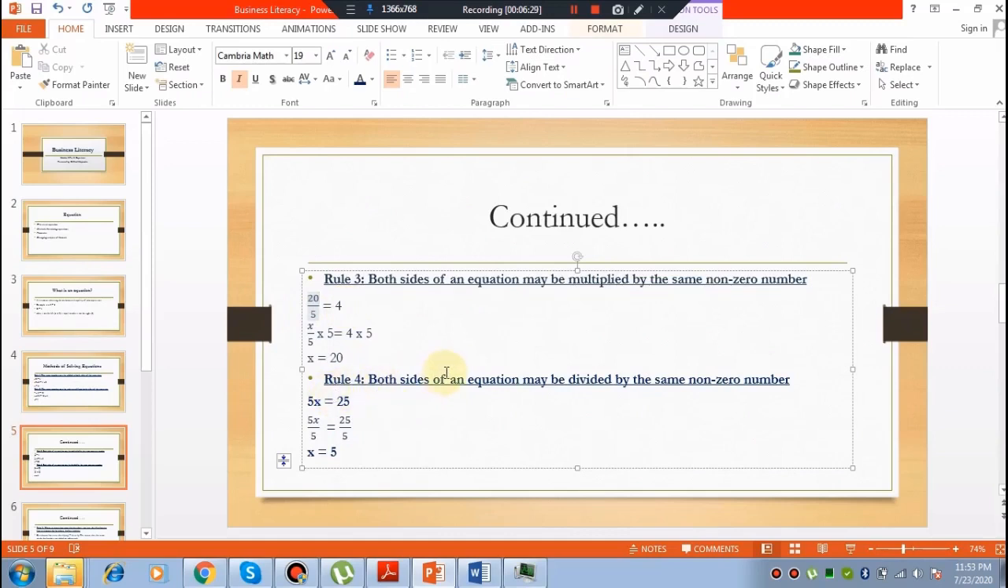The next rule now: both sides of an equation may be divided by the same non-zero number. So we put 5x, and obviously we're just going to divide both sides by 5. 5 into 5 is 1. So x is equal to 25 divided by 5, which is 5. So let us check again. Substitute 5 times 5, which is 25 on that side, and 25 on that side. So left is equal to our right. Hope everything makes sense. And what is our final rule?